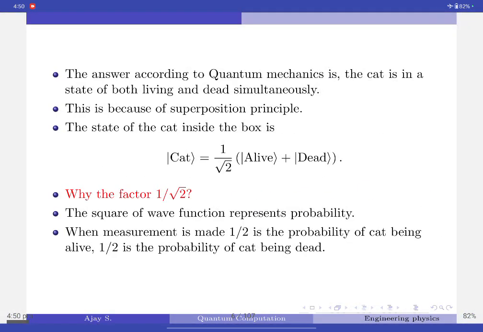So quantum mechanically, the answer according to quantum mechanics is the cat is in a state of both living and dead simultaneously. This is because of the superposition principle. The state of the cat inside the box can be written as cat is equal to 1 by root 2 of cat alive plus cat dead. So the factor 1 by root 2, the square of the wave function represents probability. So when you make a measurement, you square 1 by root 2, it is 1 half. So there is a 1 half probability that the cat is alive, and there is a 1 half probability that the cat is dead.